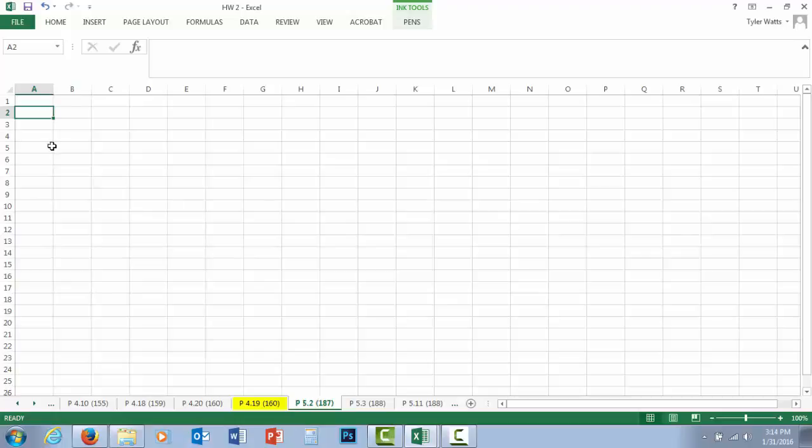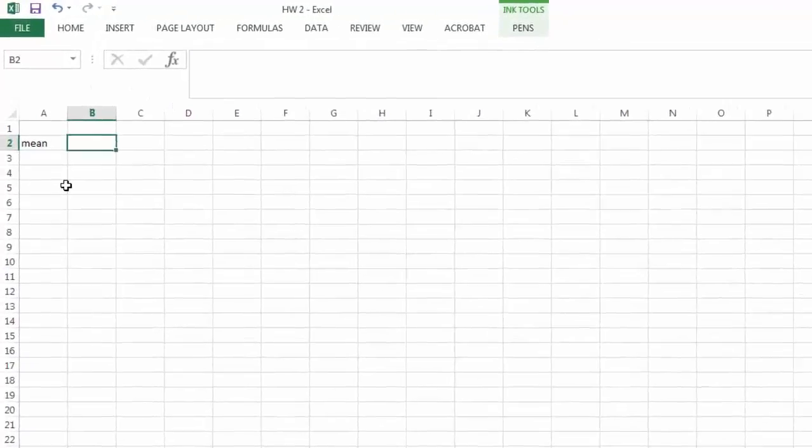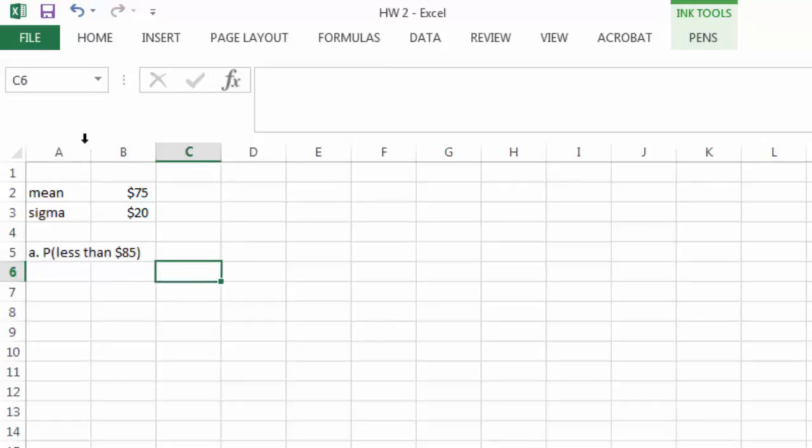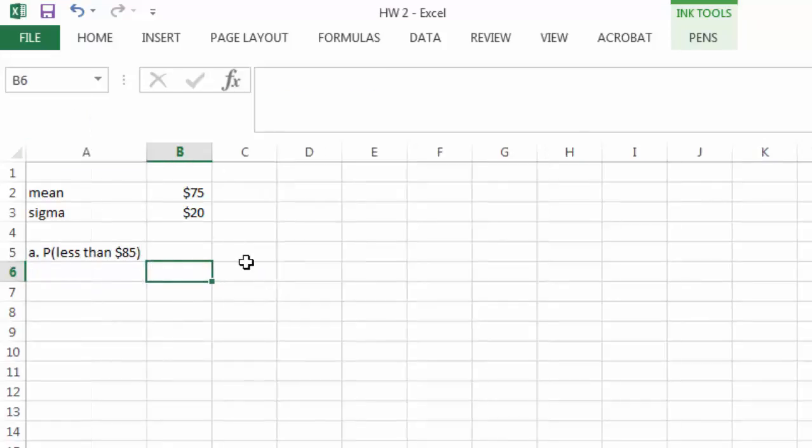So first off, let's just write this down. We've got a mean of $75 and a standard deviation, which I'll call sigma from now on, of 20. Okay, then part A says, what is the probability that a randomly selected customer spends less than $85 at the store? So in A, I'm going to write down what we're looking for, the probability of a random customer spending less than 85. And let me widen up column A so we can read this.